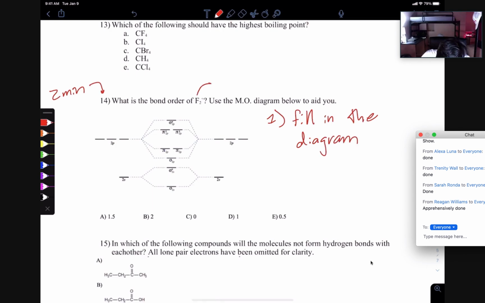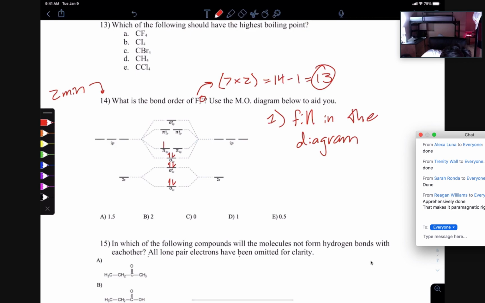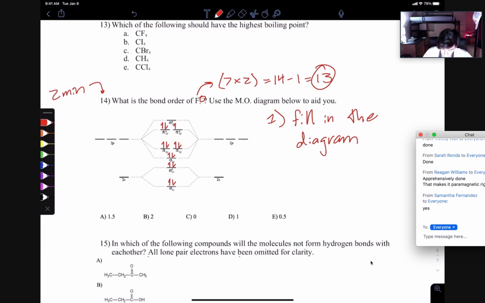Okay, so F2+, fluorine has 7 valence electrons, and there's 2 of them, so that gives us 14 valence electrons. But this is a +1 charge, so we lose an electron. So we get 13 total valence electrons. So what we do is we fill this in, working from bottom to top. 1, 2, 3, 4, 5, 6, 7, 8, 9, 10, 11, 12, 13. Okay, so we filled them all in.